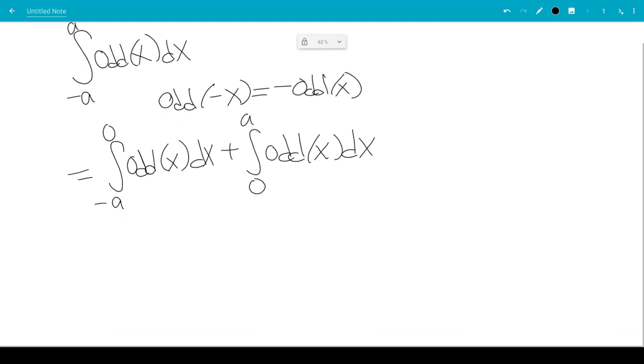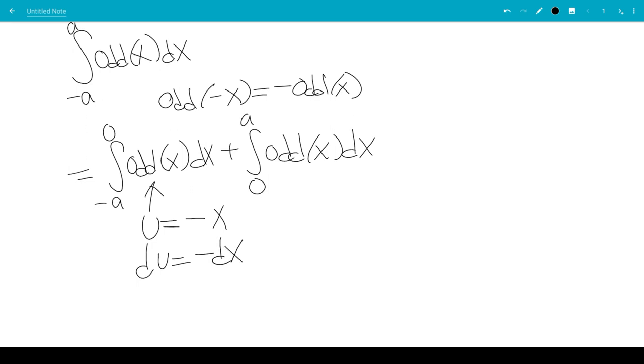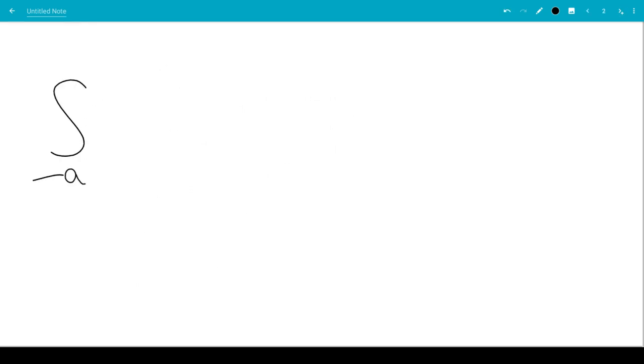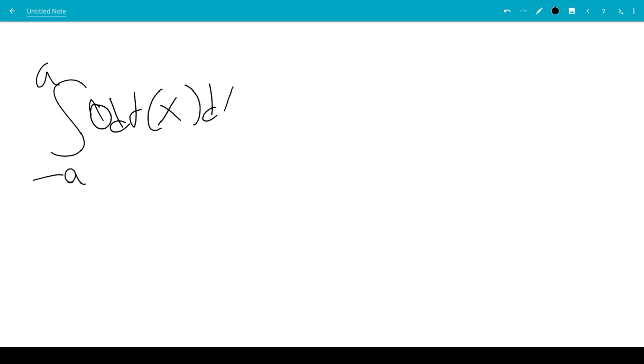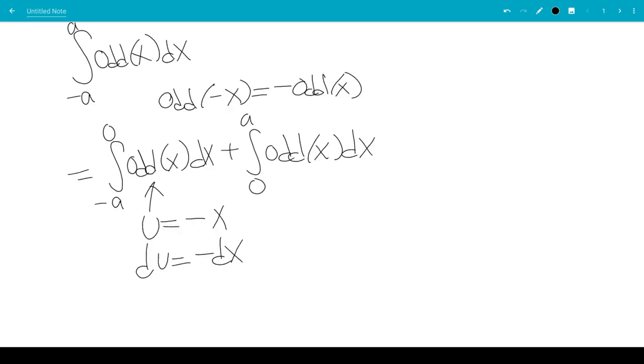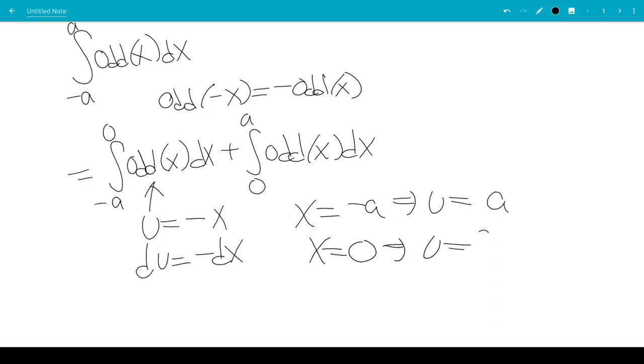We're going to do a u-substitution on this first integral. Let u equal negative x, so du equals negative dx. At x equals negative a, this means that u is a, and at x equals 0, u is still 0.